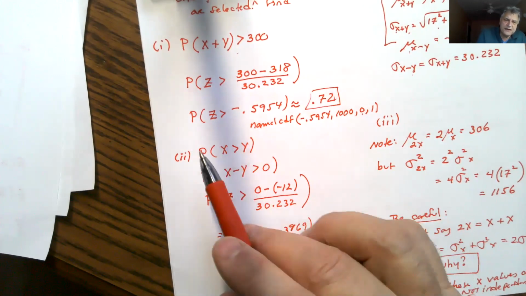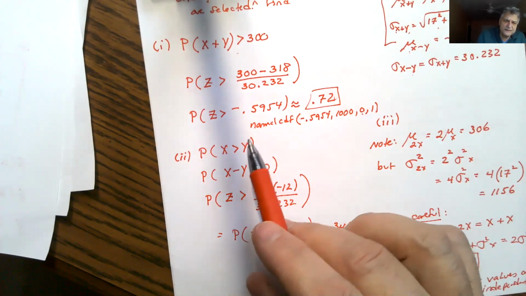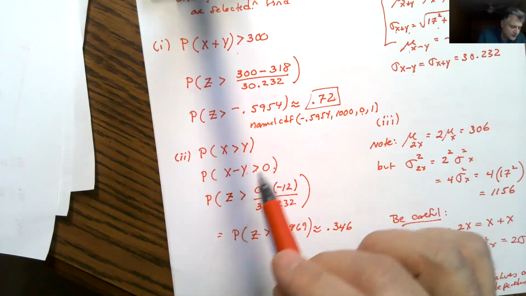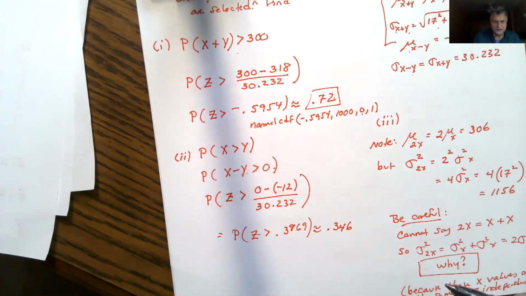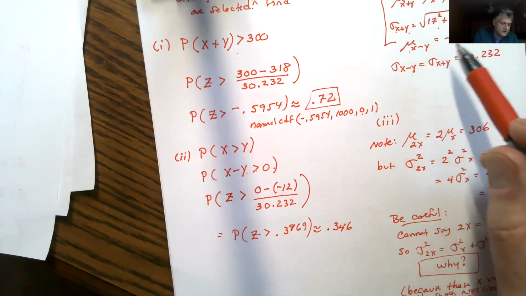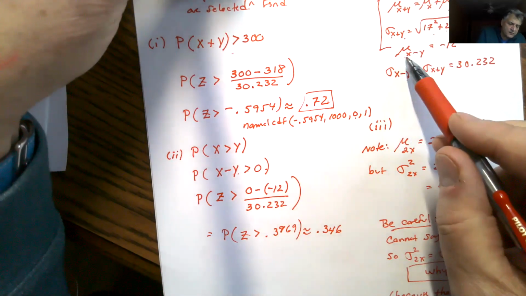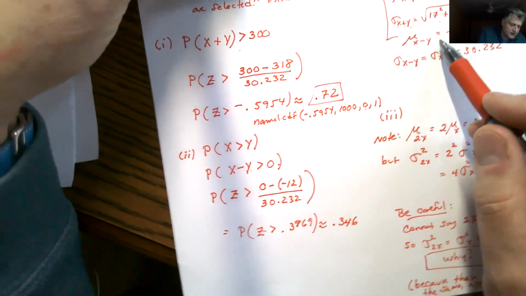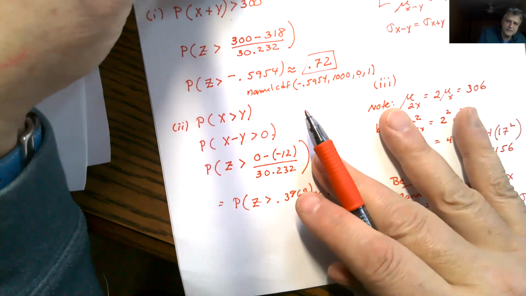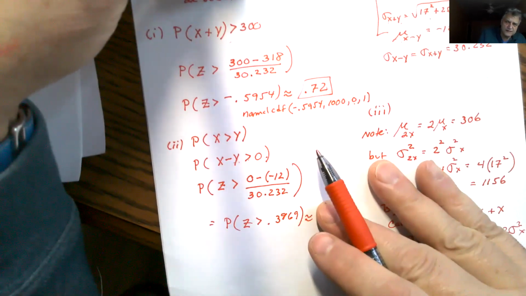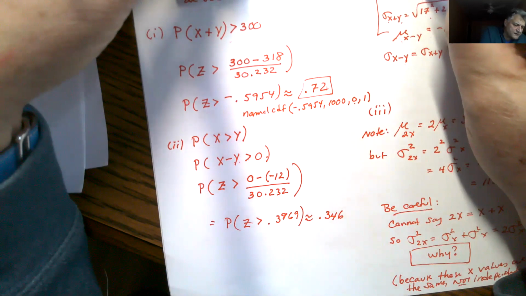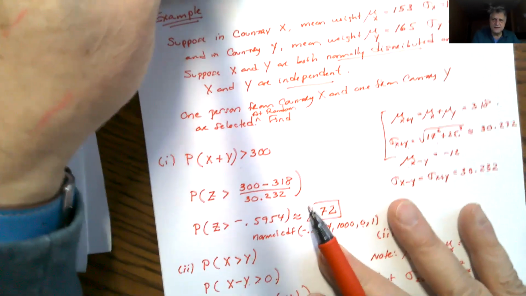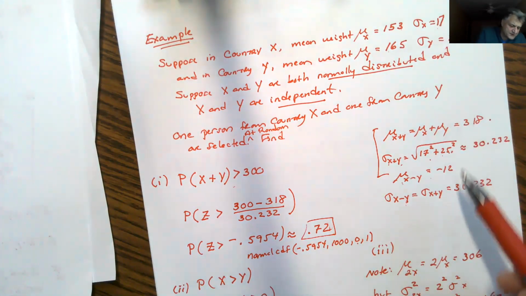Okay. So we can kind of flip this around. That's the same as saying probability that x minus y is greater than 0. The reason I want to do this is so that we can use our formulas. So back to here then, mu of x minus y is mu of x minus mu of y. Okay. So 153 minus 165, that's negative 12.